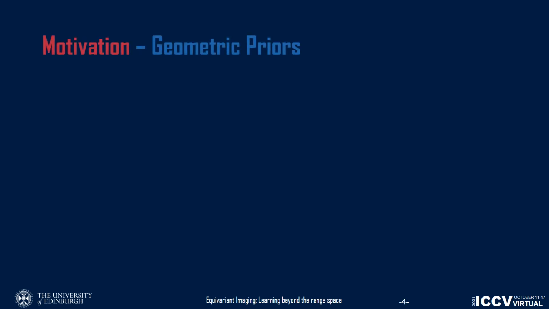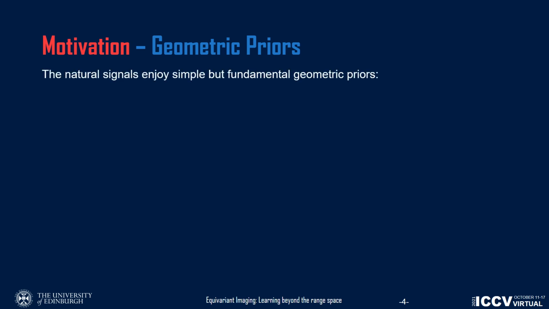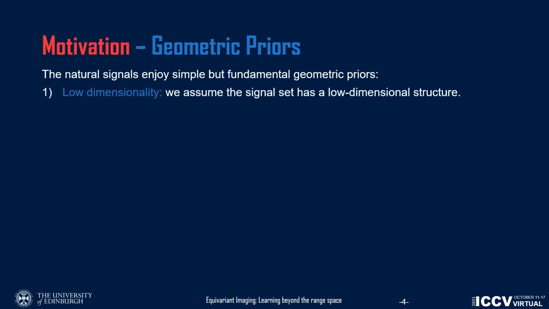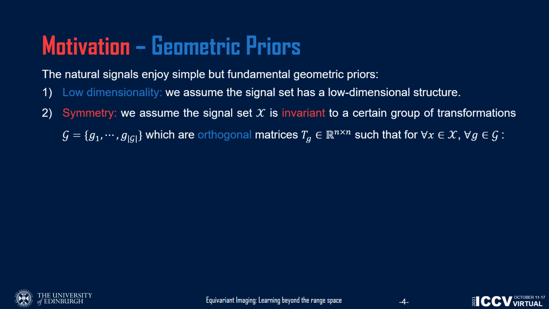In order to learn beyond the range space of A pseudo-inverse, we can exploit some mild geometric priors about the set of plausible signals X. We argue the natural signals enjoy simple but fundamental geometric priors. First, we assume the signal set has a low-dimensional structure. Second, we assume that the signal set X presents some symmetries, that it is invariant to certain groups of transformations such as shifts, rotations, reflections, etc.